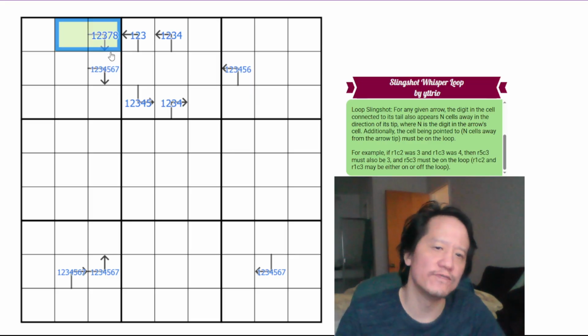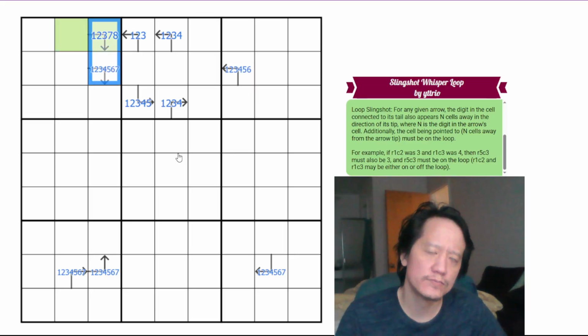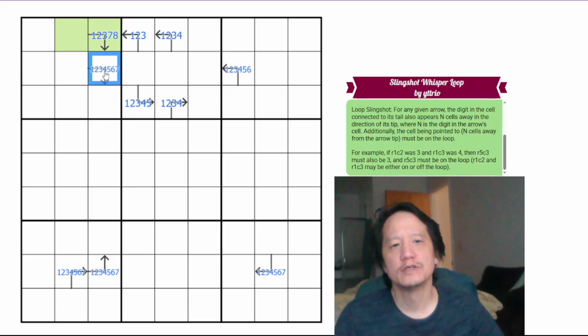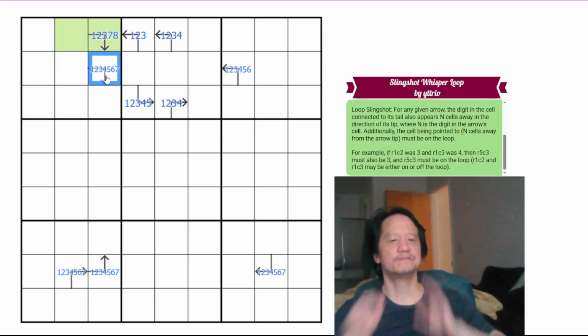Okay. What happens if this is on the loop? It could go this way. So this could actually be a 6. It could not be 4, 5, because this can't be 9. And 5 can never be on a German Whisper loop. Because 5, subtract 5 or more from 5, you get 0 or less, which is not a normal Sudoku digit. Add 5 or more to 5, you get 10 or more, which is not a digit. So this would be 1, 2, 3, 6, or 7.